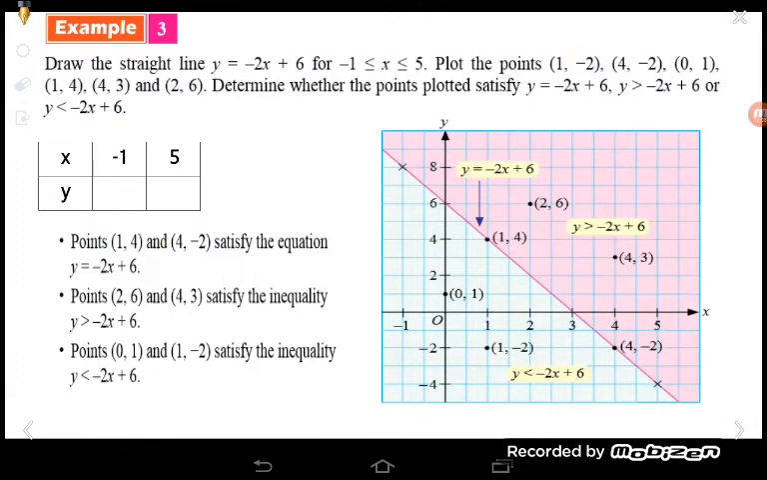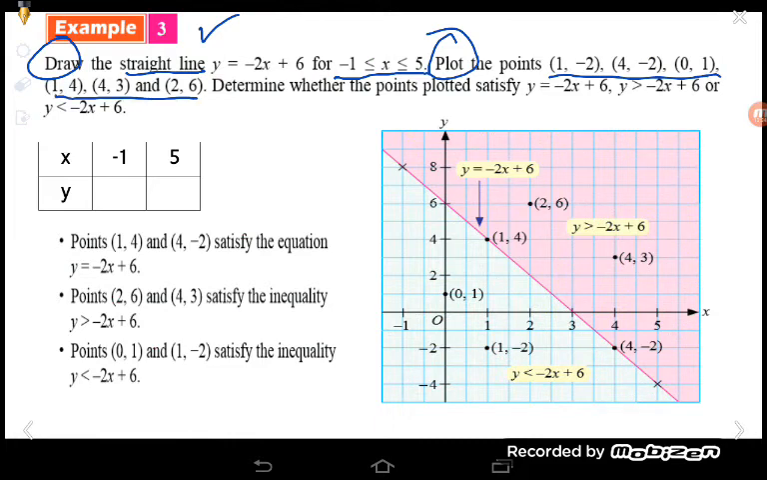Let's see example 3. Draw a straight line. Okay, do you still remember how to draw? With this range given to you, x will be from -1 to 5, and then you have to plot the points. This one also you have learned before. You have 6 points over there.